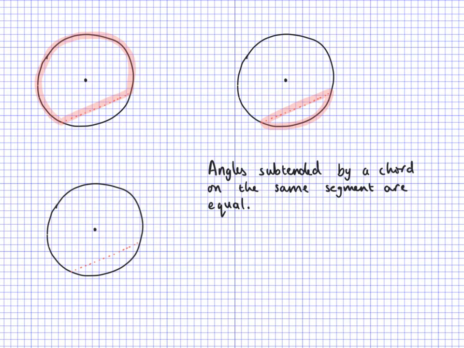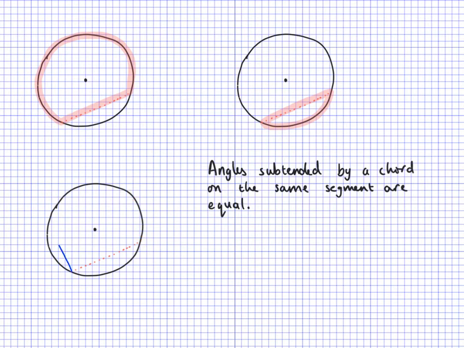So you need to know that when I have a chord, the chord splits the circle into a minor segment and a major segment. Now, what I mean by angles subtended by a chord on the same segment are equal look like this. So if you remember, when we subtended angles at the center from the chord and another one at the circumference, the one at the center is always twice as big. But suppose I do lots of them to the circumference, all of them must be the same. Okay, so this is what it would look like.